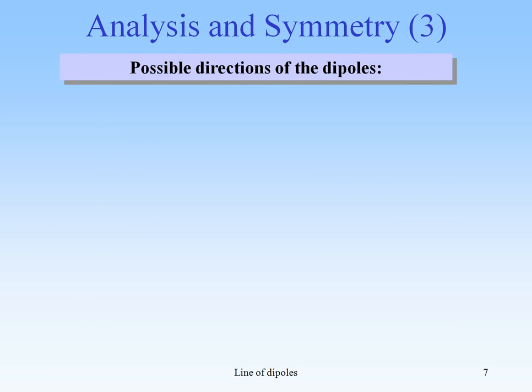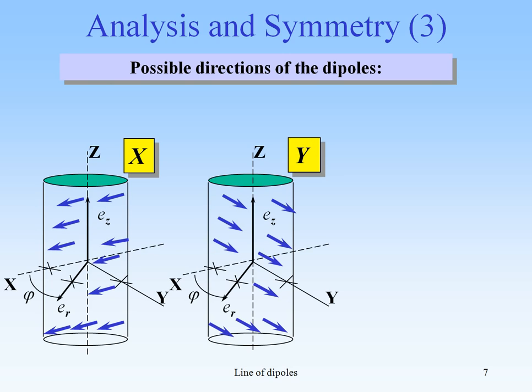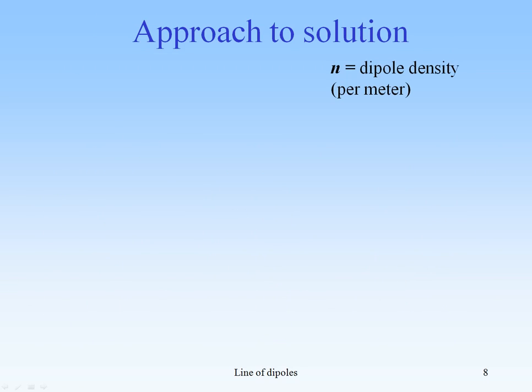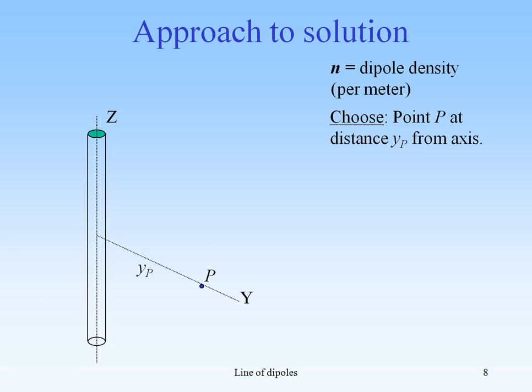What are the possible directions for the dipoles? We will investigate the field in point P on the y-axis caused by dipoles directed in the direction of the x-axis, here in the direction of the y-axis itself, and here in the direction of z. Assume we have n dipoles per meter, the dipole density, and we choose point P at the distance yp from the axis of the cylinder.